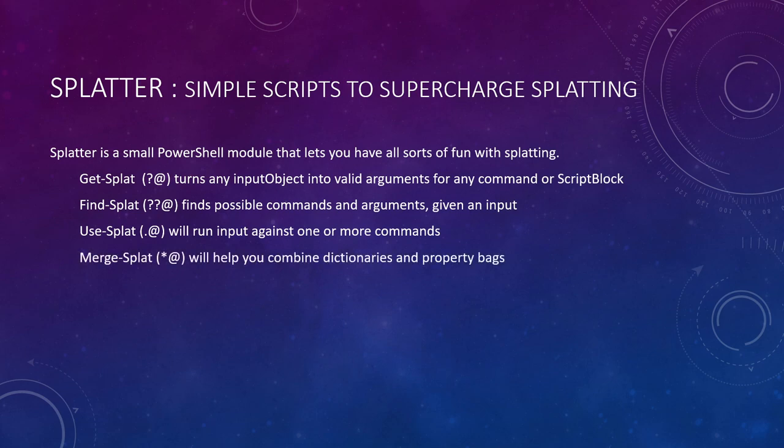Merge-Splat, star-splat, of course, will help you combine dictionaries and property bags. I guess I should underline this part. You can now pipe any object in and have it turned into a hash table for command input. So it doesn't have to be a hash table going in, it can come from anywhere. It's a really handy little module. Without further ado, let's go ahead and take a look at it.